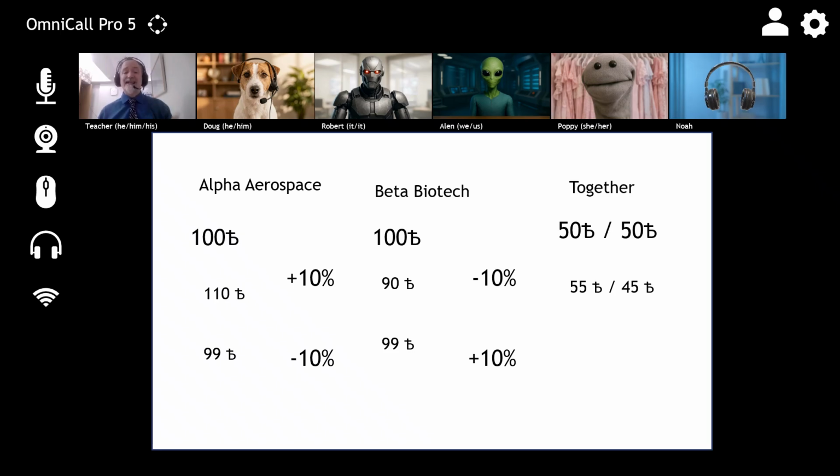Now we do 10% down of 55. 10% of 55 is 4.5. We'll subtract that from the original 55. Then going up 10% is 4.5. We will add that 4.5 to 45. So we have 49 and a half, 49 and a half. Put those together, it's 99 bucks again. Same as if you had invested only in Alpha Aerospace or only Beta Biotech.